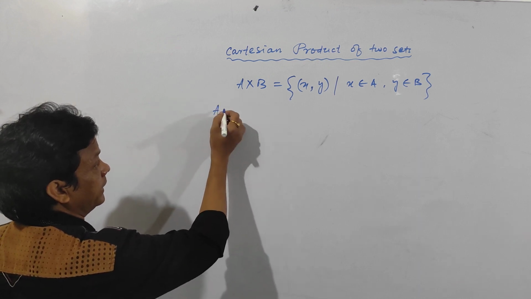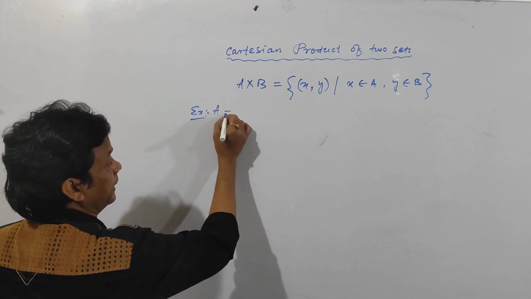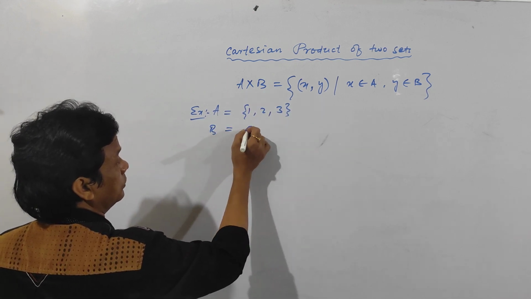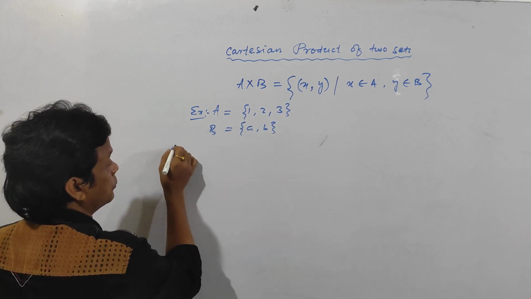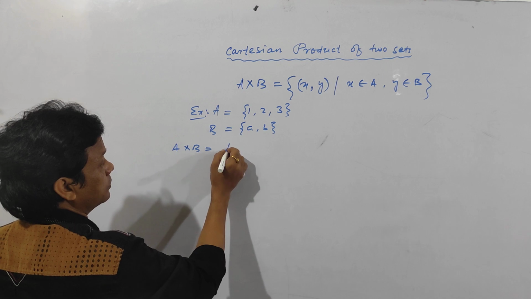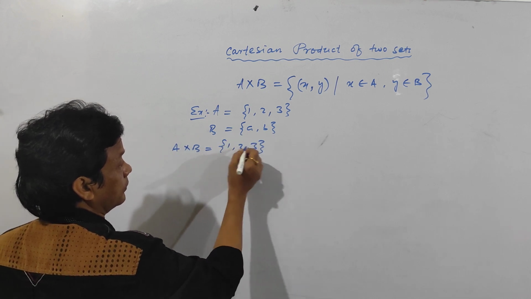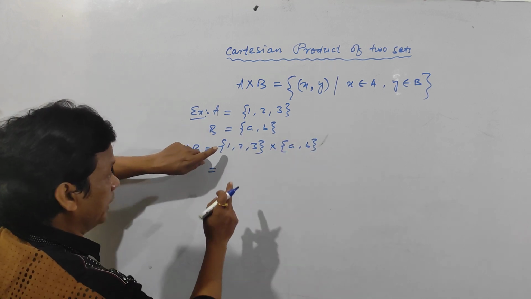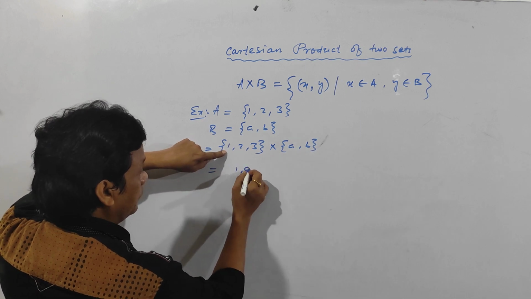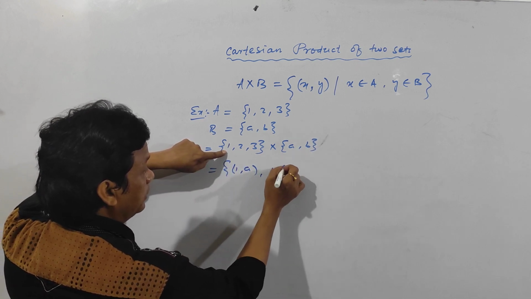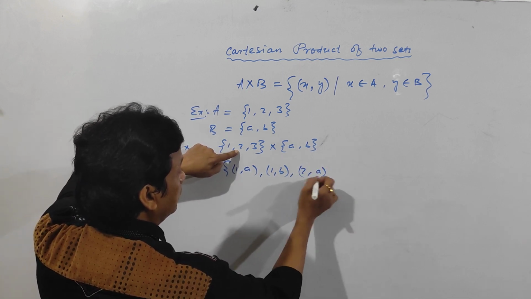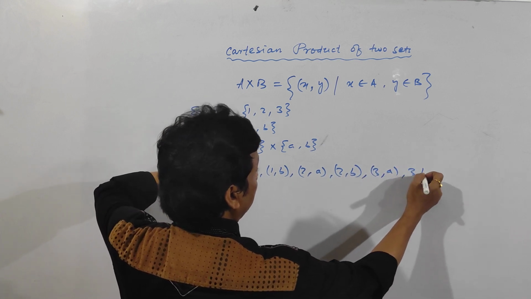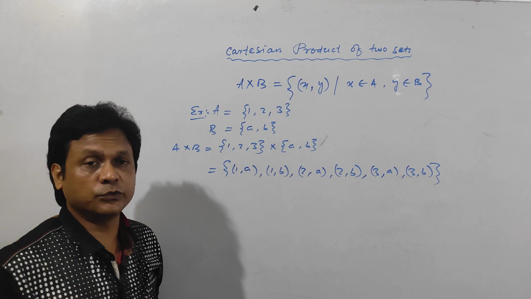See here, I am giving an example, then only you can understand. A is equal to {1, 2, 3} and B is equal to {a, b}. So what is A cross B? A cross B means {1, 2, 3} and then {a, b}. You have to take 1 with a, 1 with b, and you should write like this: (1,a), (1,b), then (2,a), (2,b), then (3,a), (3,b). Like this you should write.